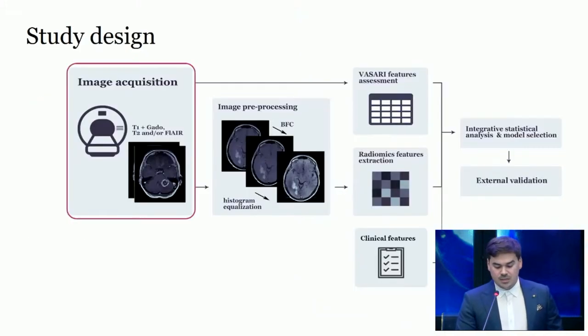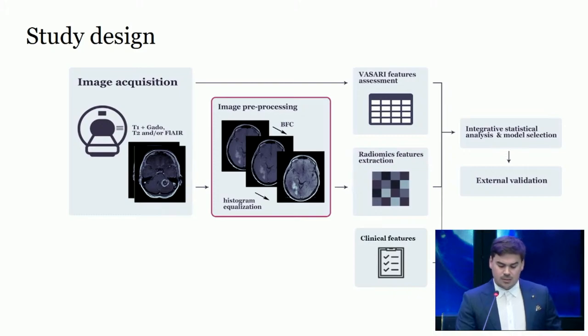In this study, we used multiple pretreatment MRI sequences to extract quantitative handcrafted radiomics features and qualitative Vasari features. To deal with the variability in the collected MRI data and reduce the effect of this variability on the quantitative features, an image preprocessing scheme was applied before extracting the quantitative features.